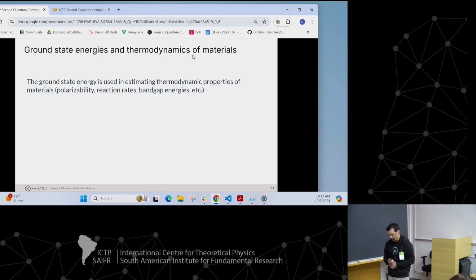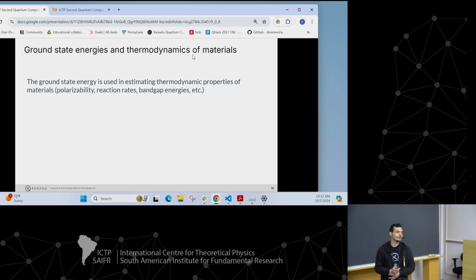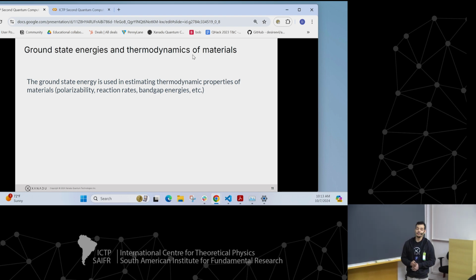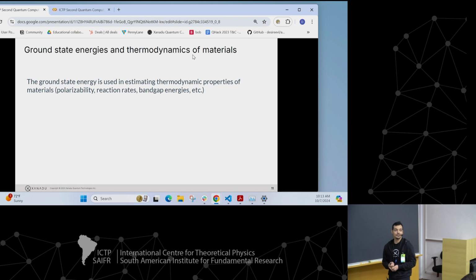So for the first couple of these lectures, we're going to focus a lot on ground state energy estimation. The reason for that is because a lot of properties of molecules are ultimately determined by their ground state energy. So we're going to see a couple of different ways of doing that. We'll see things like estimating reaction rates in chemical reactions, I believe, tomorrow. We're going to talk about bandgap energies in a couple of lectures. And of course, just basic estimation of ground state energy, which is what we're going to do today with the VQE algorithm.